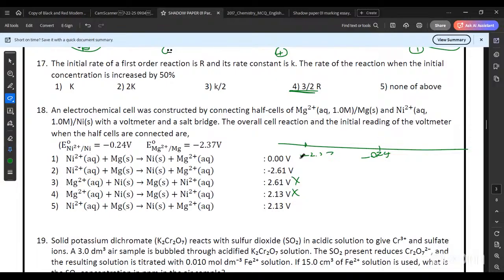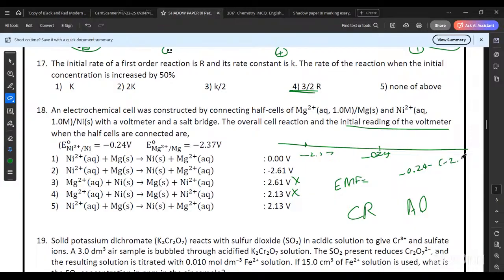Then magnesium will undergo oxidation, magnesium solid to magnesium 2 plus. So out of these 3, you just have to find the correct one. They're asking the initial reading of the voltmeter. So EMF equals E cathode minus E anode. Cathode will be the one undergoing reduction, CR, if you remember: cathode reduction, anode oxidation, CRAO. So cathode is nickel. Nickel undergoes reduction. That means minus 0.24.